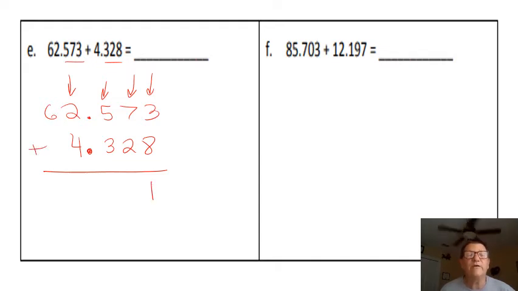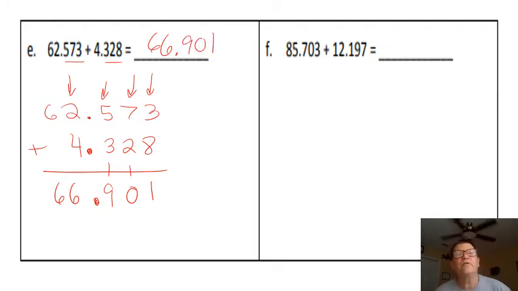8 and 3 is 11, I'm going to carry my 1. 7 and 2 is 9, 1 is 10, and I'm going to carry my 1 to the next place value because that's 10 being carried. 5 and 3 is 8, and 1 is 9. Put my place value in the same place. 4 and 2 is 6, and 6. So we know our answer is 66 and 901 thousandths.